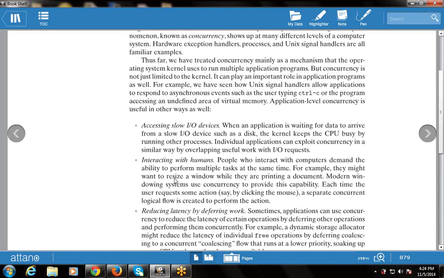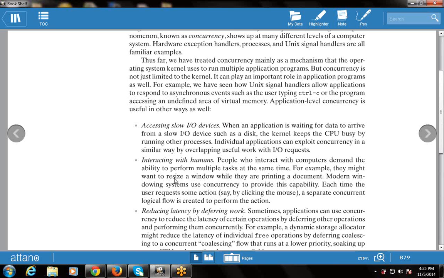So these are the various advantages. The first advantage is accessing slow input output devices. When an application is waiting for data to arrive from a slow input output device, such as a disk, the kernel keeps the CPU busy by running other processes. This is the main advantage.